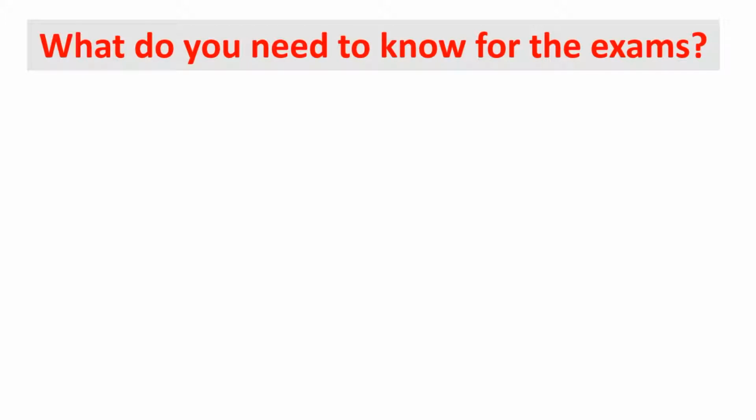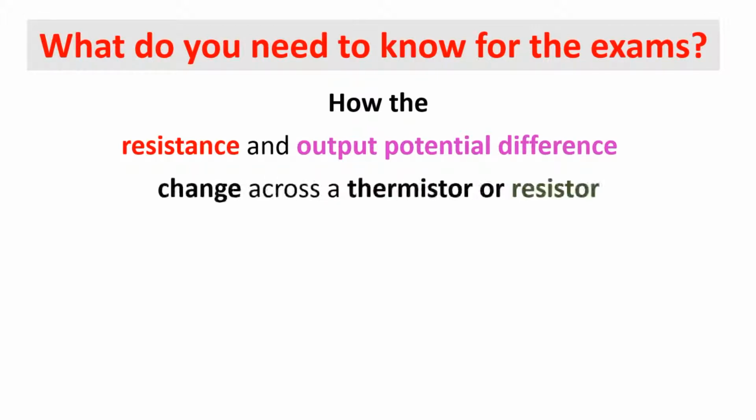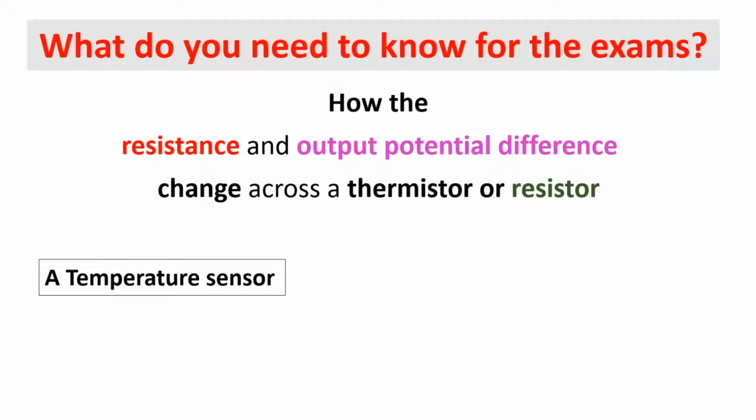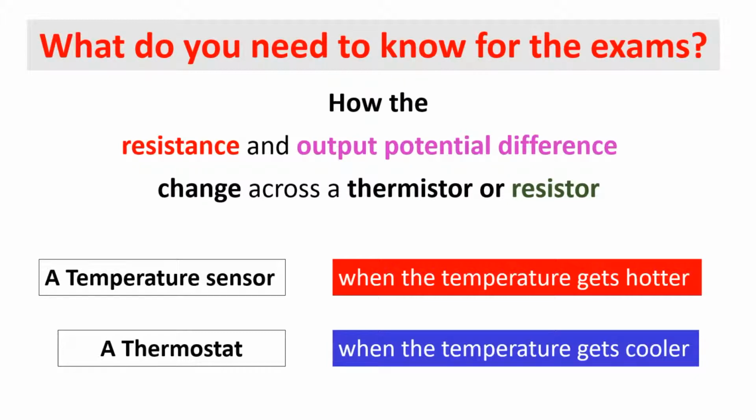What do you need to know for the exams? How the resistance and output potential difference change across a thermistor or resistor, in either a temperature sensor, when the temperature gets hotter, or a thermostat when the temperature gets cooler.